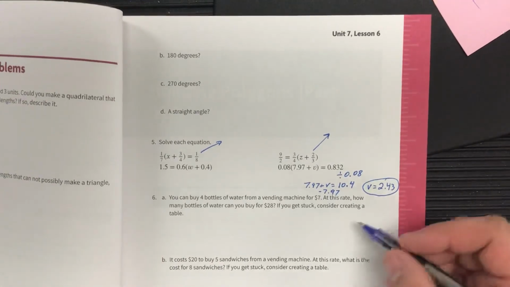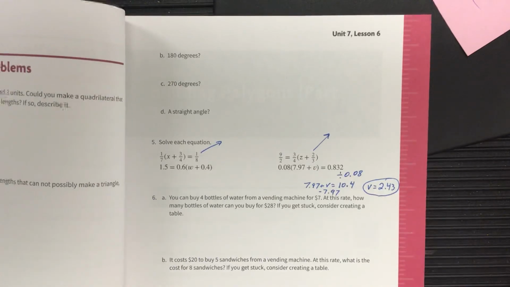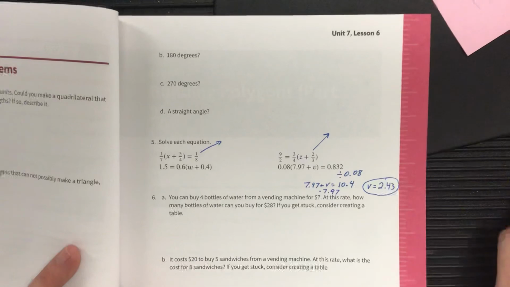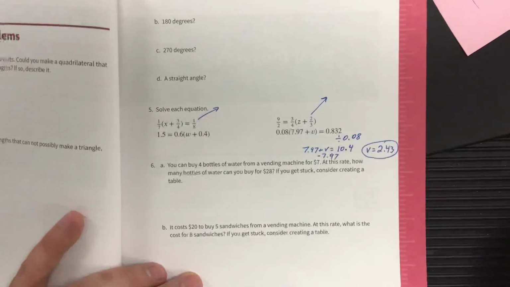Question number 6, you can make a table to help you out with that one if you want. 4 bottles of water cost $7. How many bottles can you get for $28? $20 to buy 5 sandwiches. How much does it cost for 8 sandwiches? It says make a table if you get stuck.